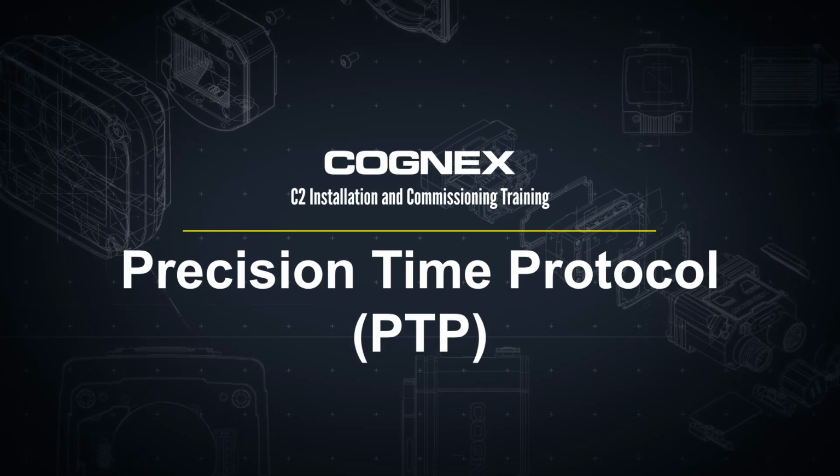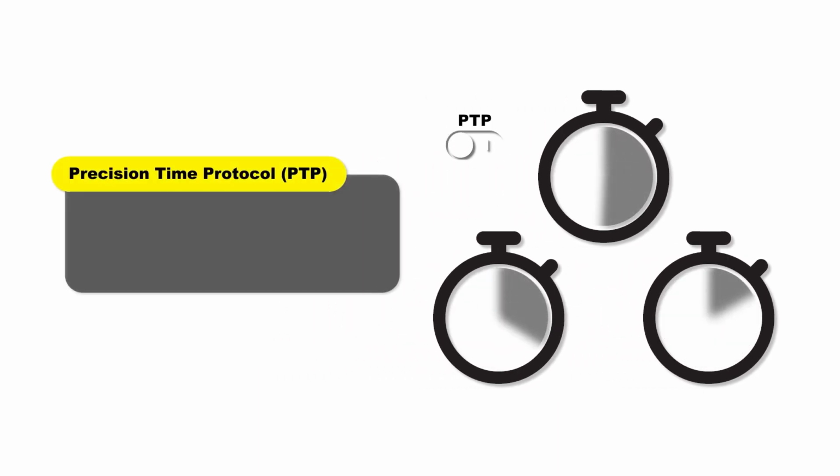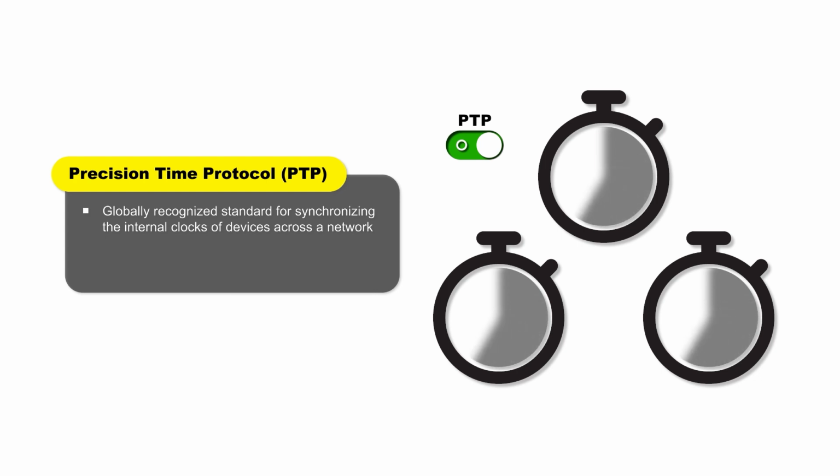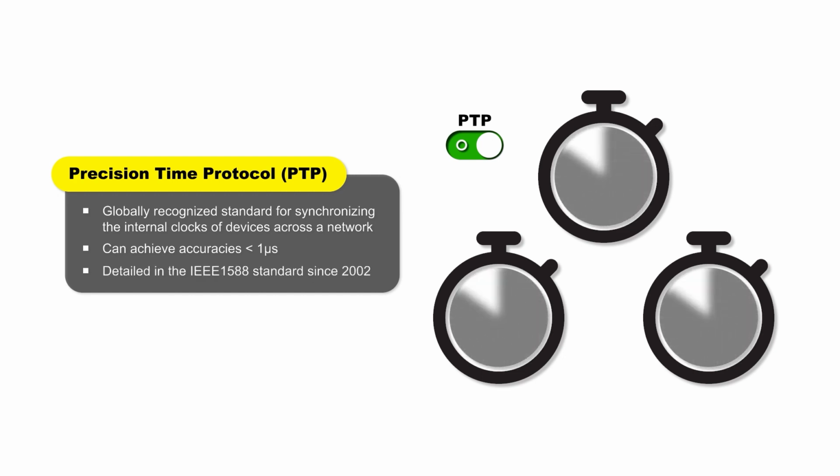Precision Time Protocol, also referred to as PTP, is a globally recognized standard for synchronizing the internal clocks of devices across a network, which can achieve accuracies less than a microsecond. Its use is detailed in the IEEE 1588 standard and has been around since 2002.